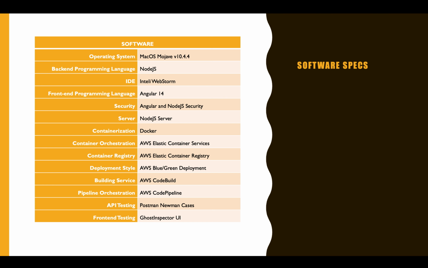The orchestration of all of the containers is done by Elastic Container Service provided by AWS, and the images that I use to store are in ECR, which is kind of like Docker Hub but for AWS. The deployment style is blue-green deployment task sets. The building service is AWS CodeBuild. Everything is strung up and orchestrated using AWS CodePipeline. The API testing is done using Postman-Newman cases, and the front-end testing is done using Ghost Inspector UI.